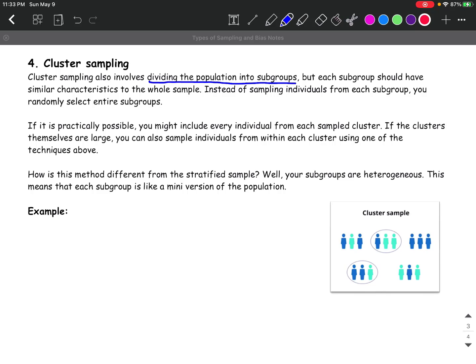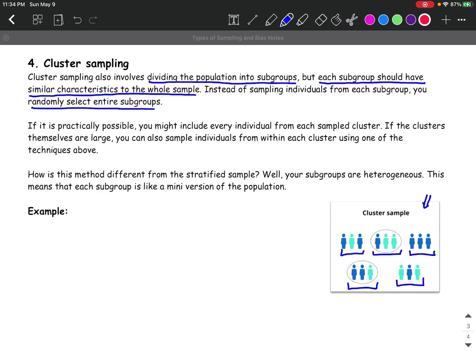Now cluster sampling also involves dividing the population into subgroups. Okay, so breaking it into smaller groups. But this time, each subgroup should have similar characteristics to the whole sample. So instead of sampling individuals from each subgroup, you randomly select an entire subgroup. So if you look at the picture over here, each of these little clusters or groups is similar to the whole in general. So they have the characteristics of the whole population just broken up, and then you take a couple of those clusters to survey.